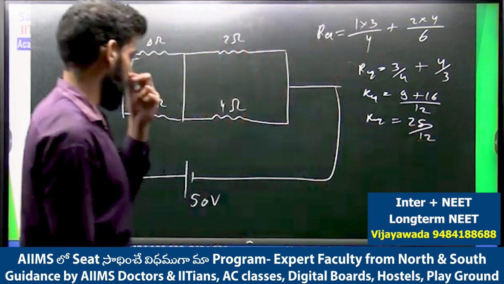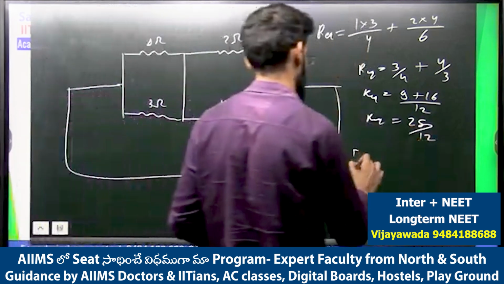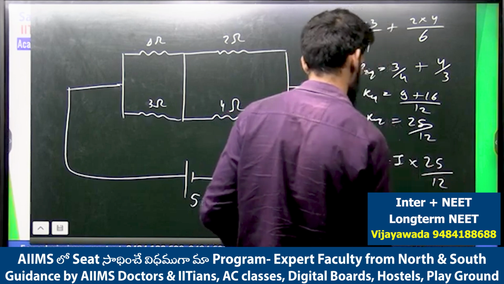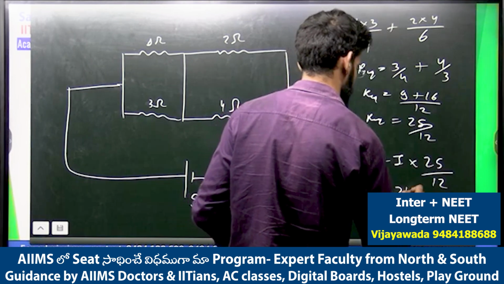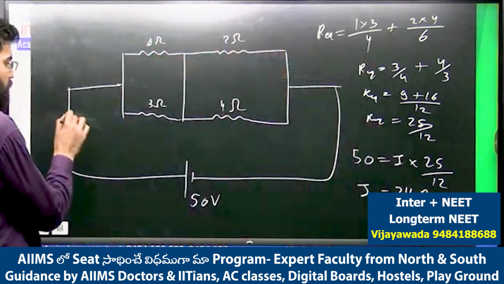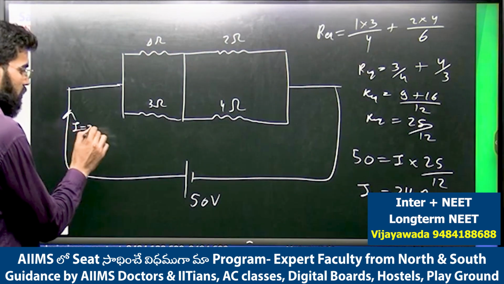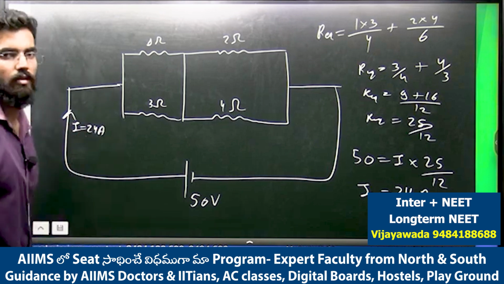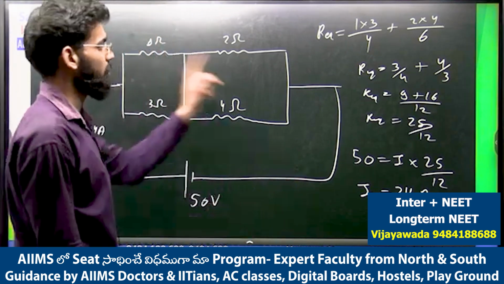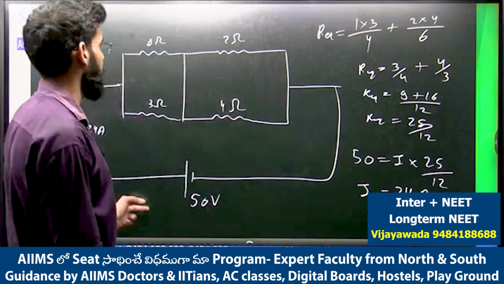25 by 12. So V, that is 50, is equal to I into R, that is 25 by 12. So I is equal to 24 ampere. Current flowing here is 24 ampere. Understood till here? R equivalent I calculated, 24 ampere came.